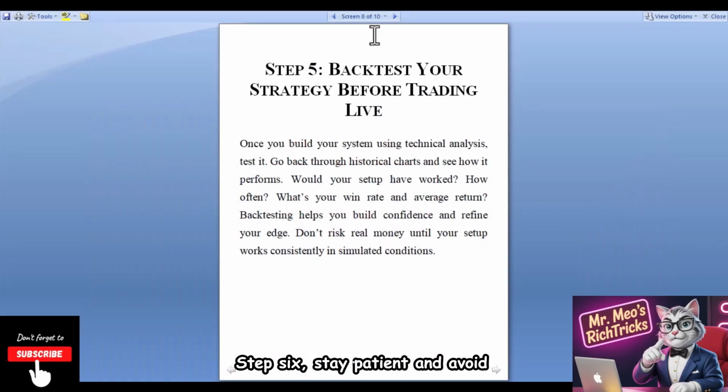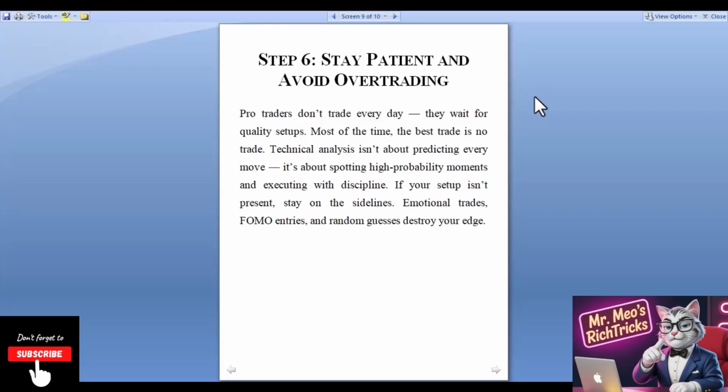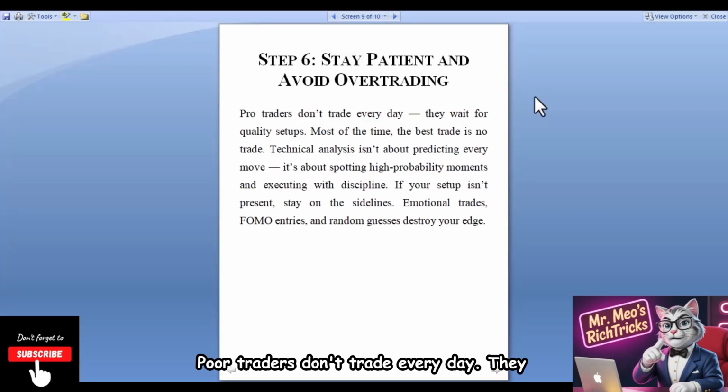Step 6, stay patient and avoid overtrading. The next step says, stay patient and avoid overtrading. Professional traders don't trade every day. They wait for quality setups. Most of the time, the best trade is no trade.